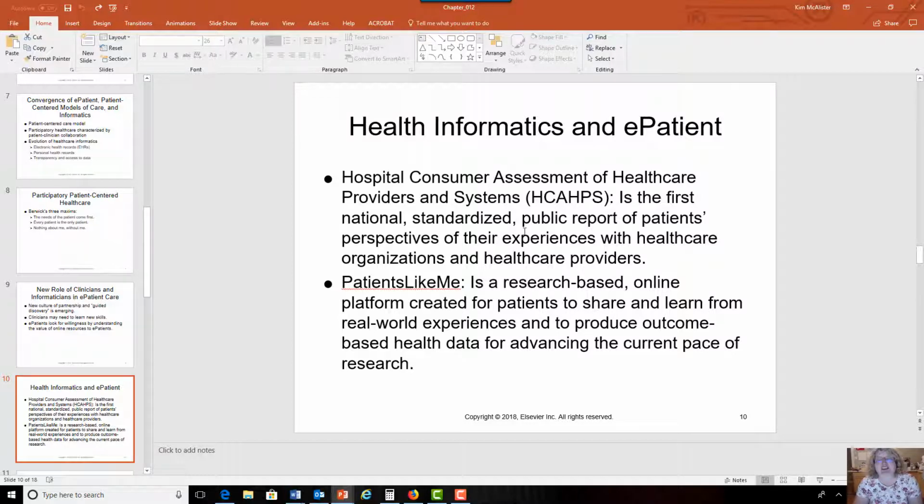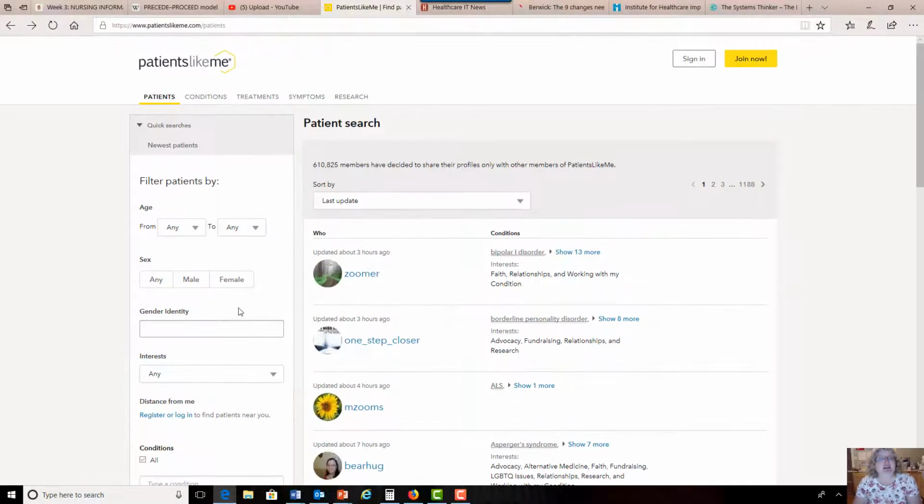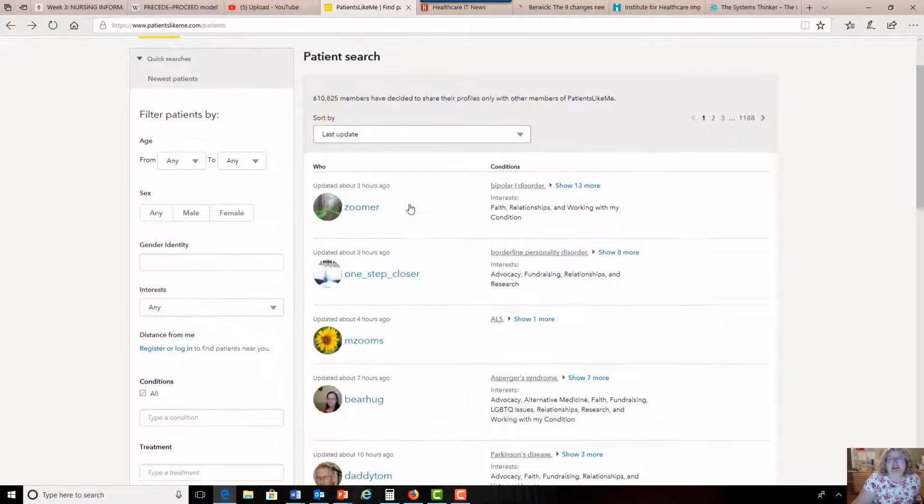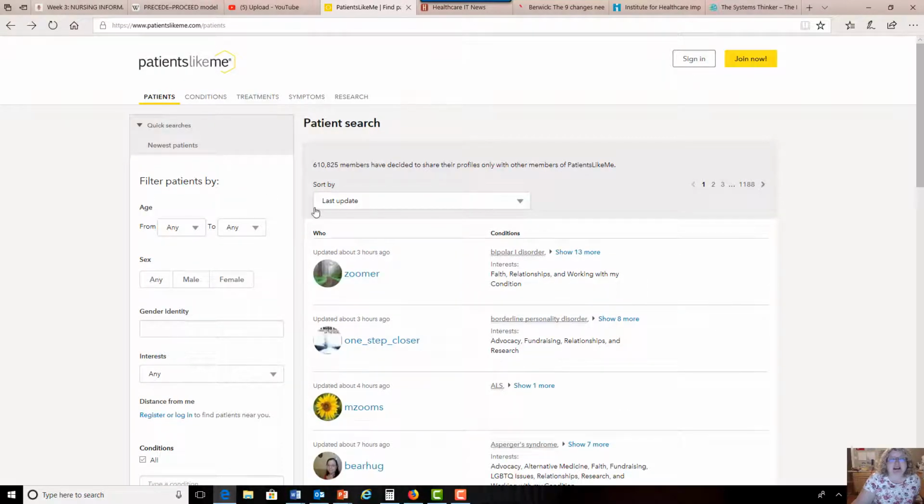HCAHPS is the first national standard public report of patients' perspectives of their experiences, and you can find some information about that. PatientsLikeMe is a research-based online platform, and this allows patients to share information and learn from each other. It's also used for people who decide to become research partners with PatientsLikeMe to pull all of this information that patients provide and use that for research.